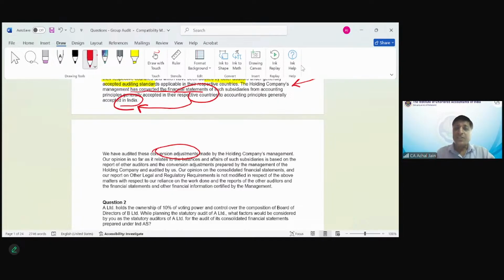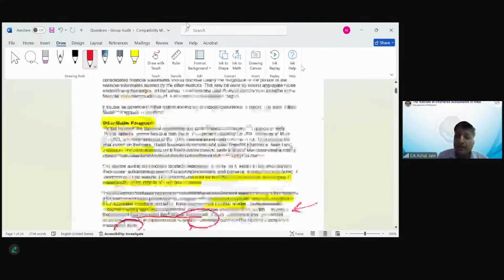Yes, sir, how it is required to be reported. Yes. Any questions now? Yes, please go ahead. Sir, what is the net outflow of cash? Sorry, what is the net outflow of cash? See, cash net?